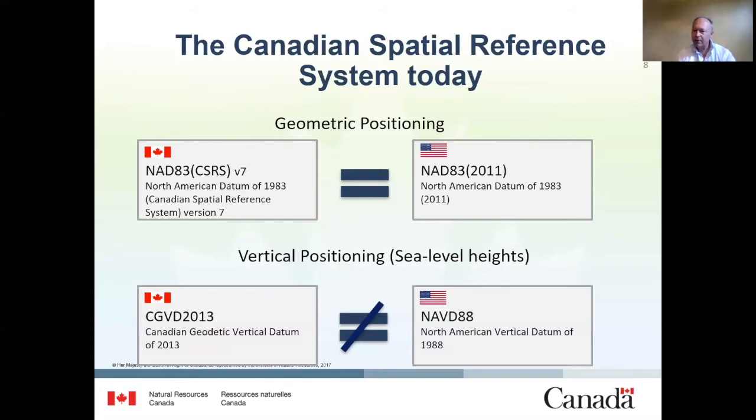So we retained an older system, but in 2013 we moved to a new vertical datum, the Canadian Geodetic Vertical Datum 2013. There is a significant difference in these height systems, and that is something that causes blunders in the Red River flooding situations, for example, where you have two different systems on different sides of the Canada-US border.